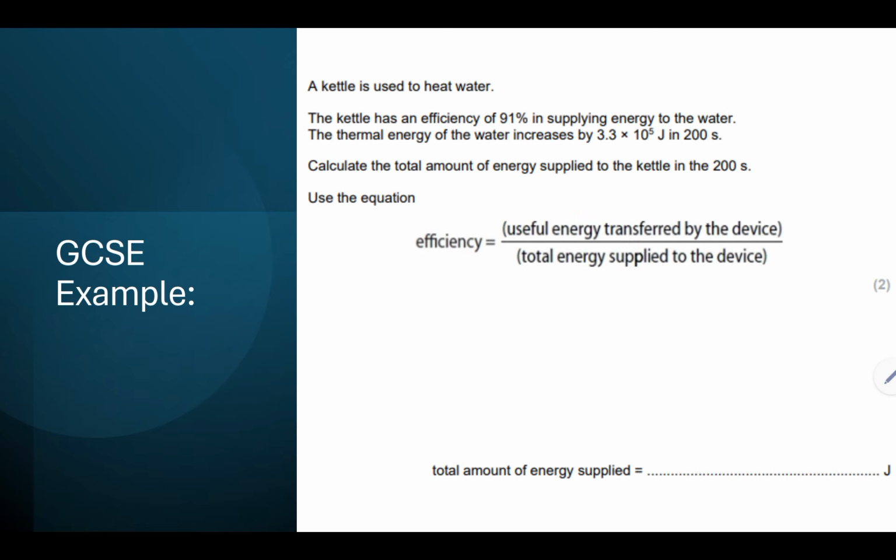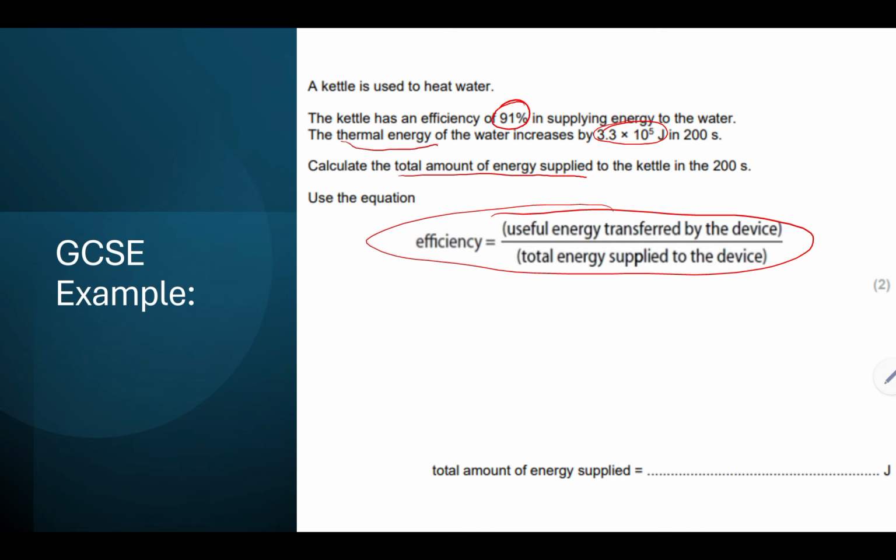So now we are going to be looking at a GCSE example exam style question, where it says the kettle has an efficiency of 91%, and the thermal energy, which is the useful energy of the water, increases by 3.3 times 10 to the power of 5 joules in 200 seconds, and we want to find out the total amount of energy supplied to the kettle. And we need to use the formula over here.